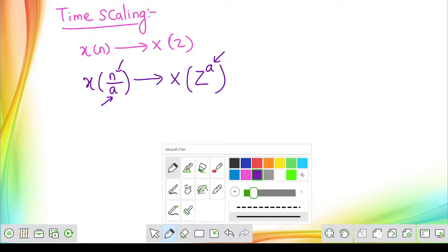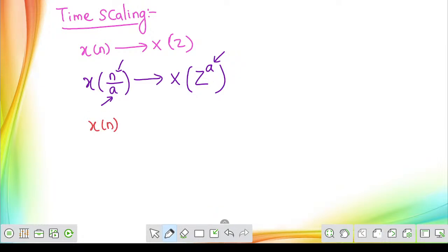And one more important thing they will ask now in the examination. For x of n, they will give the corresponding region of convergence. A certain region of convergence will be defined. Now the question is, what is the region of convergence of x of n by a? The region of convergence for x of n is given; let me take P. The region of convergence given for x of n is P.